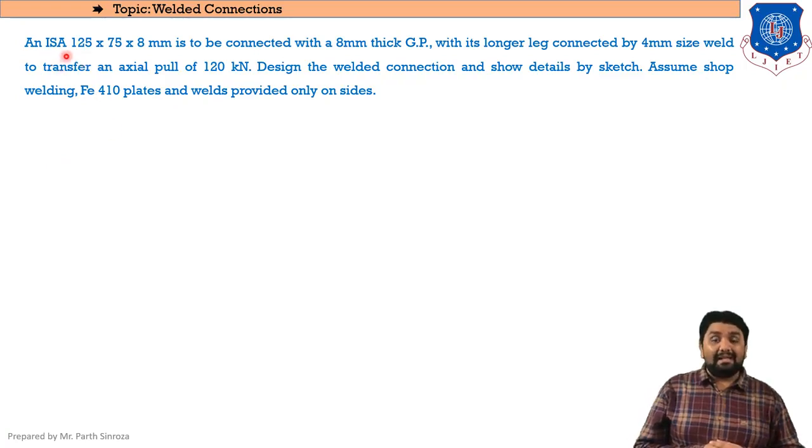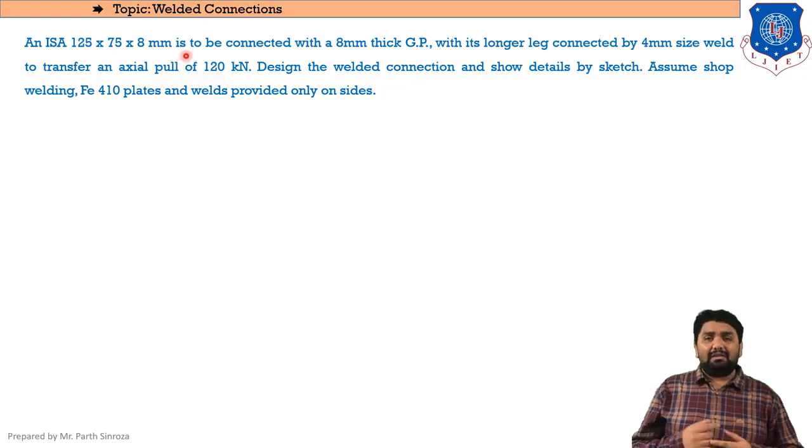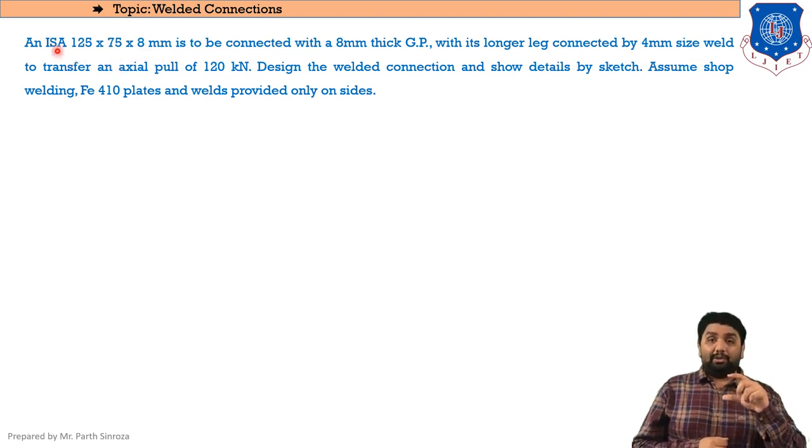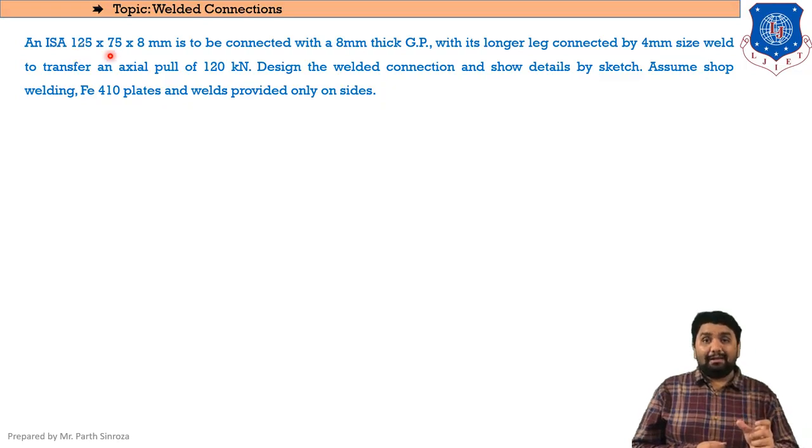So moving on to the next sum today, the question is pertaining to ISA, that is Indian Standard Angles, and the question here is an ISA 125 x 75 x 8. Again we are describing the basic concepts that we use in the bolted connections. We are just refurbishing that stuff, and the size, as we can see, is 125 cross 75 cross 8. That means the longer leg is 125 mm, the shorter leg, or the outstand leg, will be 75 mm, and the thickness of both legs will be 8 mm.